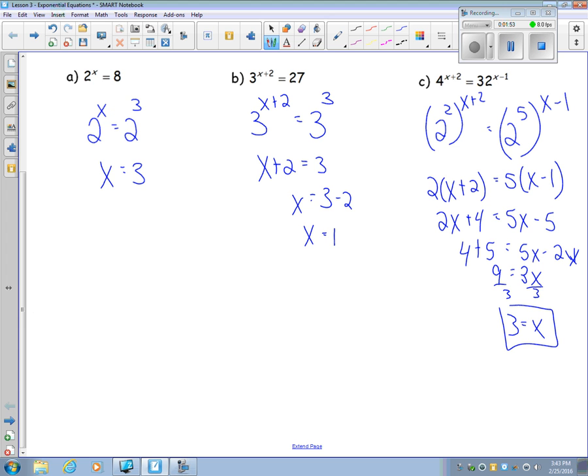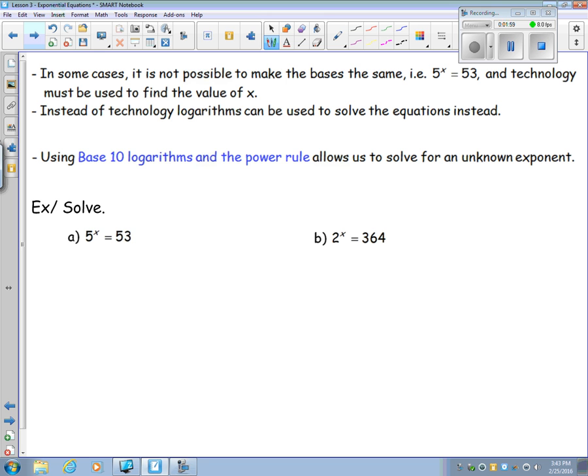And this works fantastic. We did this all last year. We solved things. It was not a problem. The only problem is when we come across situations where we can't make our bases the same. For example, 5 to the x equals 53. There is no guess and check of 5 to the power of anything that will make 53. That is not possible. So what we did last year was we went to our technology, right? We put this in Desmos and said, here's one equation, here's my straight line, where do they meet?